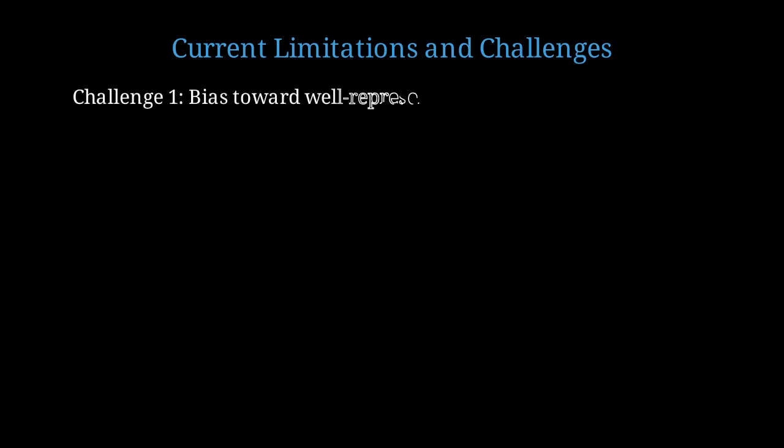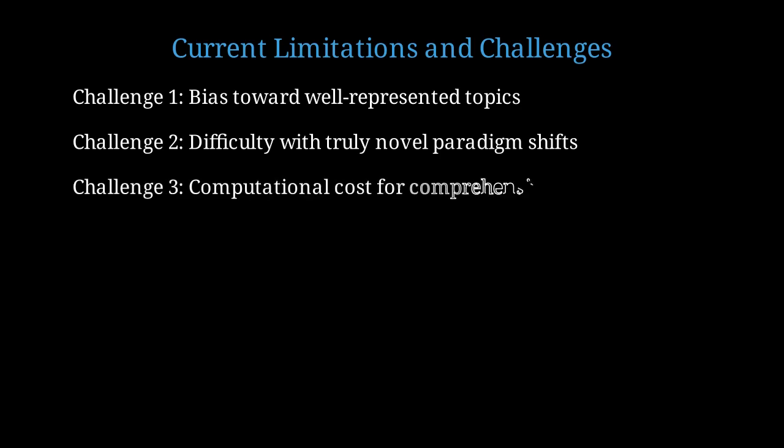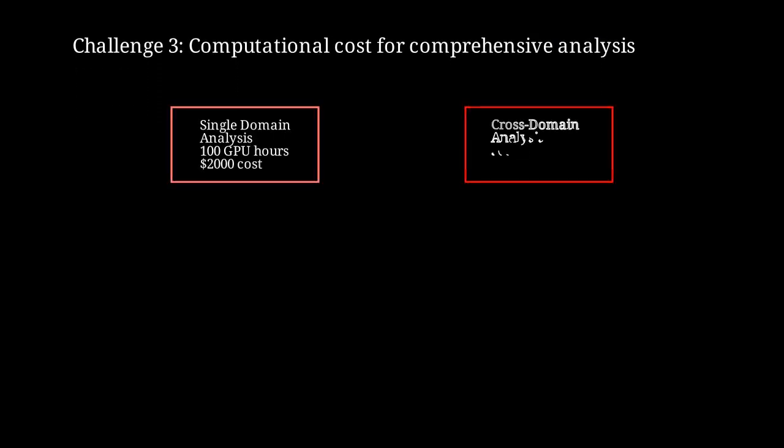First challenge: AI systems show bias toward well-represented topics because they're trained on existing literature, which itself has biases. Second challenge: AI struggles to identify truly novel paradigm shifts that require conceptual leaps beyond existing frameworks. Third challenge: comprehensive analysis across multiple domains requires massive computational resources, limiting accessibility. A comprehensive cross-domain analysis can cost around $100,000 in compute time, which is 50 times more expensive than single-domain analysis.